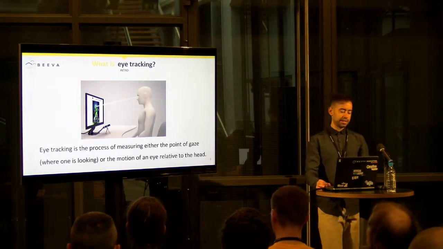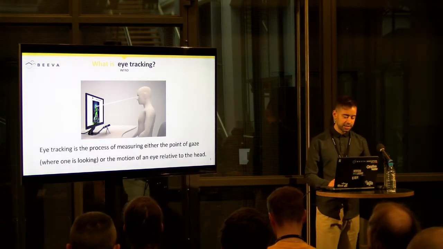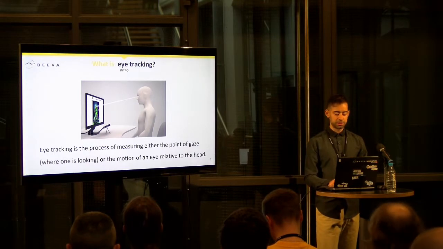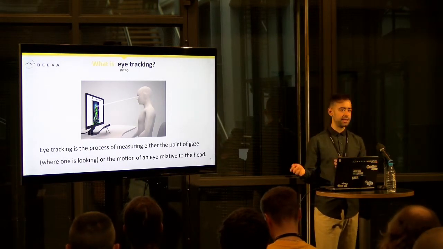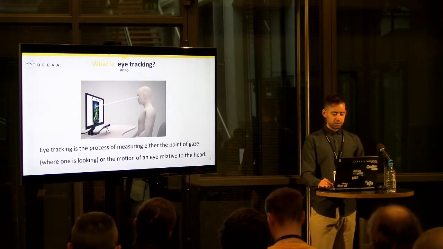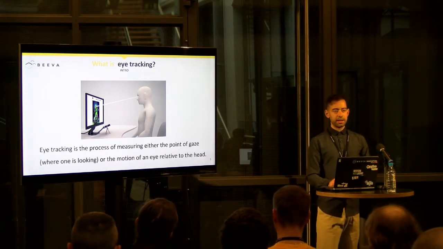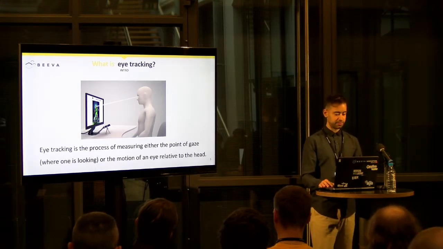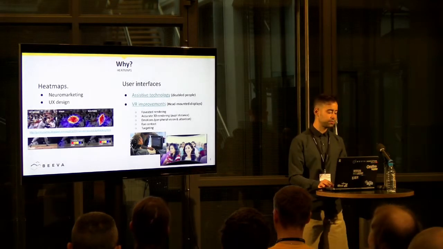Let's start. What is eye tracking? Well, eye tracking is the process of measuring either the point of gaze, where a person is looking at the screen, or the motion of the eye relative to the head. If I'm looking to the left, to the right, to the top, to the bottom, whatever. So basically, I want to know where a user is looking at a specific point in the screen from this image.